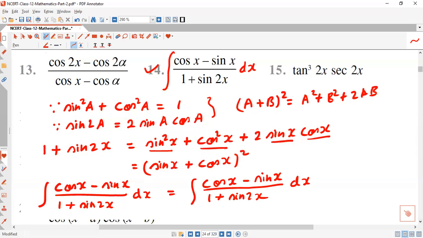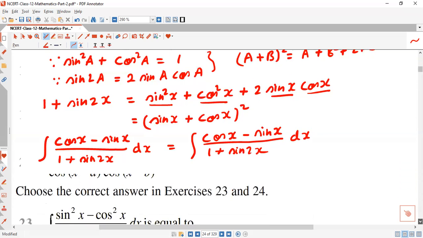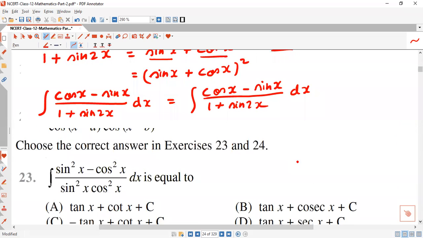So in this question, now, the 1 plus sin 2x concepts are there. We write down the value.